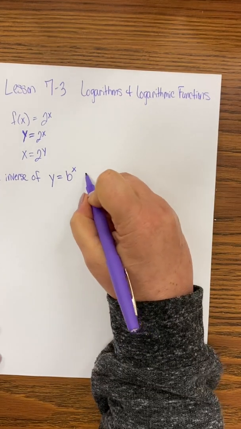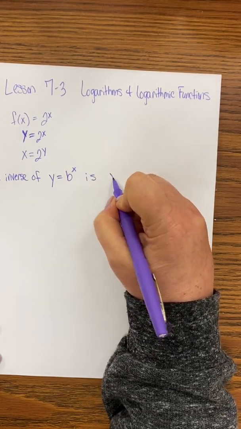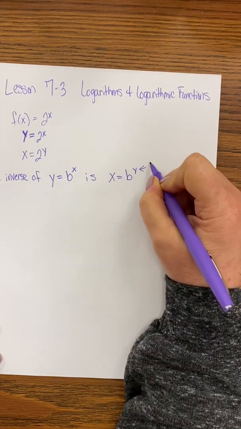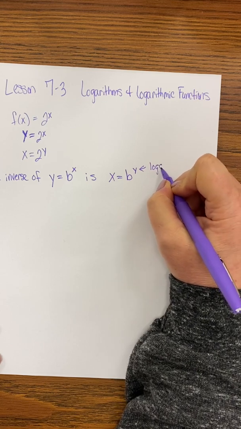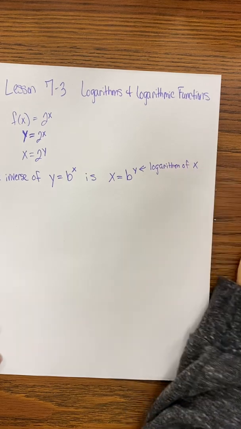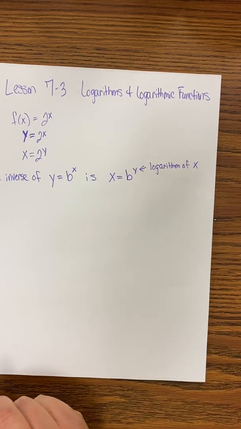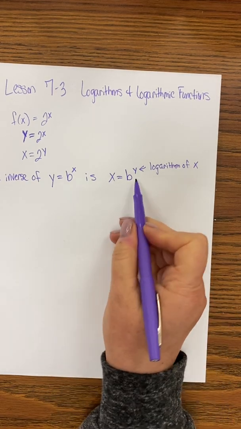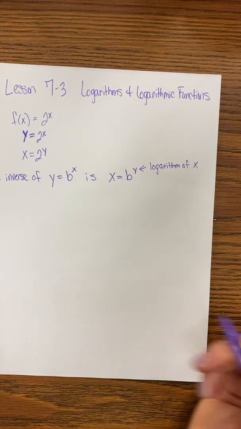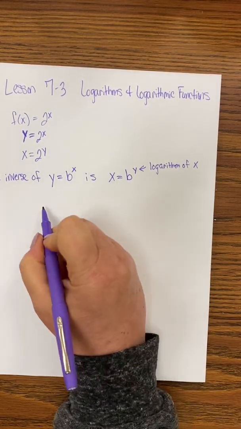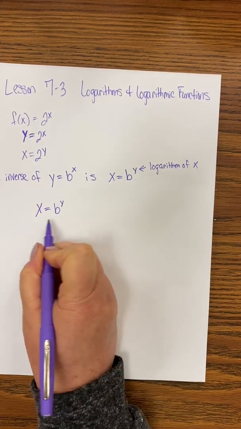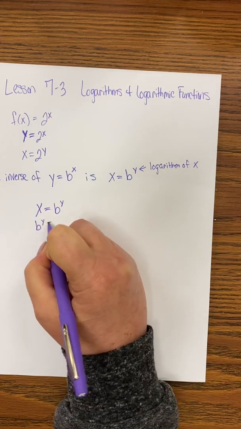Now the inverse is that, and that means y is the logarithm of x. So we use this to put our problems in exponential form, and then you'll want to change it to logarithmic form. So this is our exponential form, or you can have the b to the y first. It doesn't matter which way.